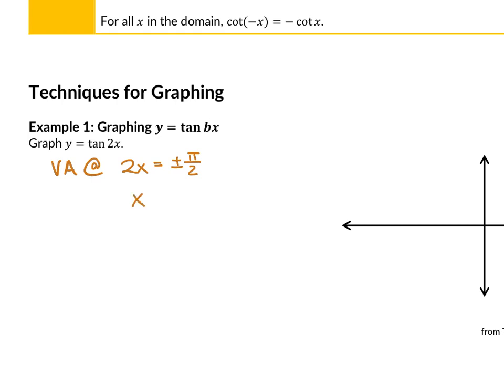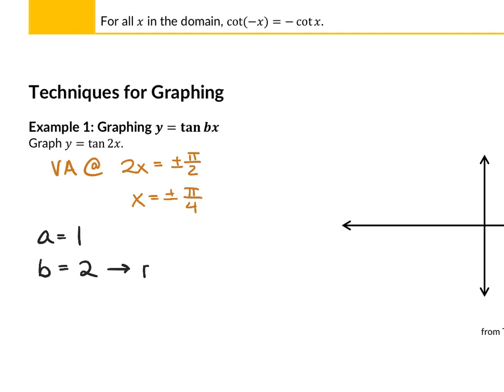So divide by 2 on both sides. Pi over 2 divided by 2 is pi over 4. So I'm going to have vertical asymptotes at negative pi over 4 and at pi over 4. The other things I learned from this is that the a value, the vertical dilation, is 1. There's no stretch or shrink here. The b value is going to be 2.